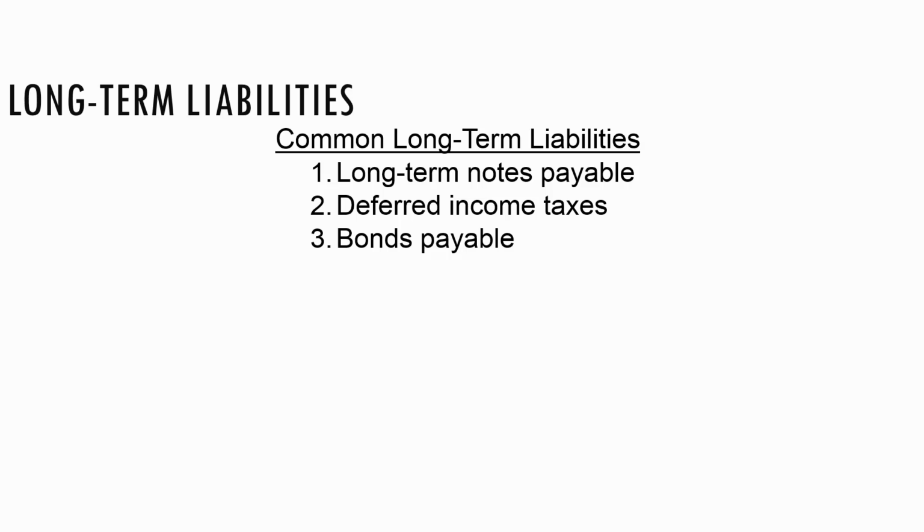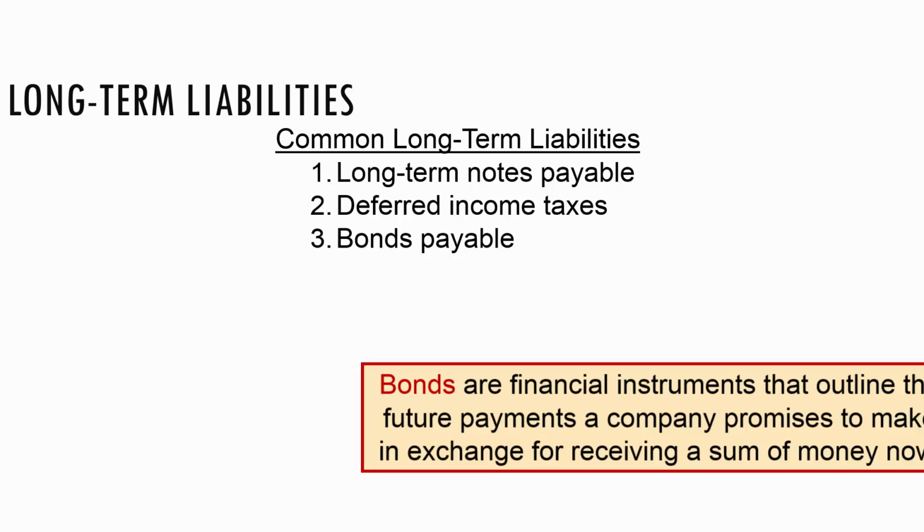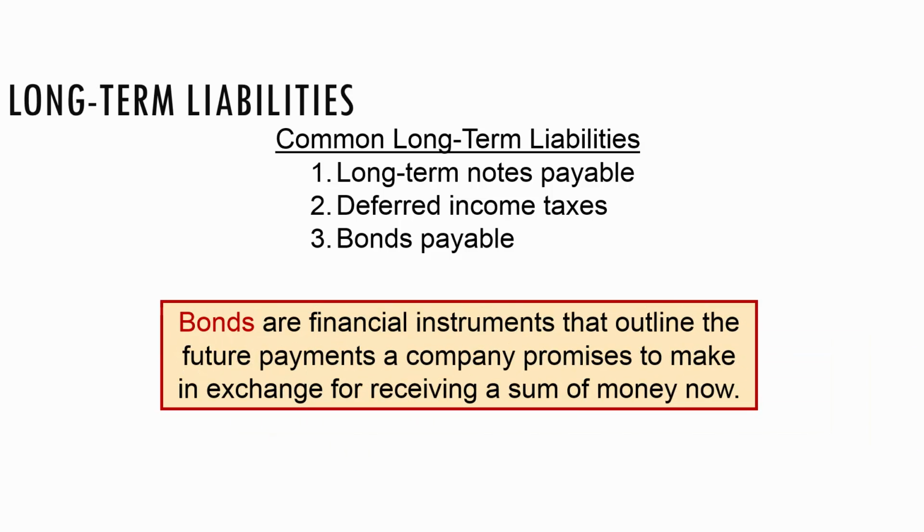And corporations typically issue bonds payable. Instead of a long-term note, they will issue bonds. And bonds will be issued in what we call a bond market, which is very similar to the stock market. So there are many different sources of funds for a corporation versus other companies. And we call these bonds financial instruments.